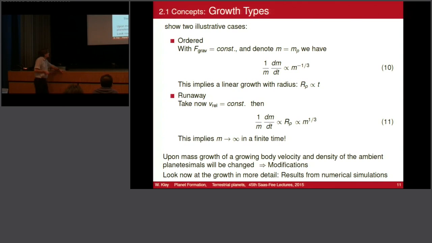Okay, that means you create arbitrarily large objects in a finite time. But it's clear that if an object grows in a disk, let's say you have one big object here and lots of small particles here, then through gravitational interaction of the massive growing object with the small planetesimals that are still around, you will stir the planetesimals up and you will change the simple picture here. Okay, and then you change the situation here, so you have some modifications here.